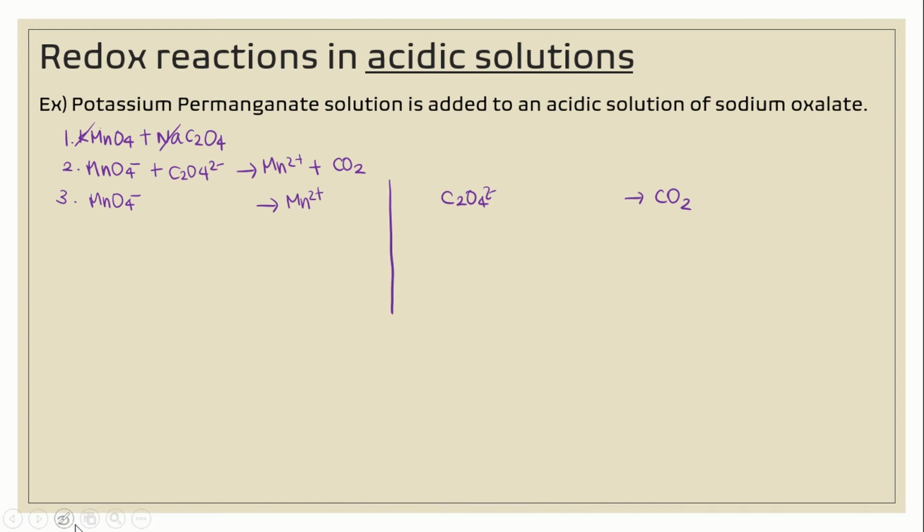First thing you have to do is to balance the number of atoms on each side. So in this case, you have 1 manganese and 1 manganese on this side as well. But in this case, you have 2 carbons here, but 1 carbon here. So you have to multiply this side by 2. And you cannot forget this step, because this step is very easy to forget.